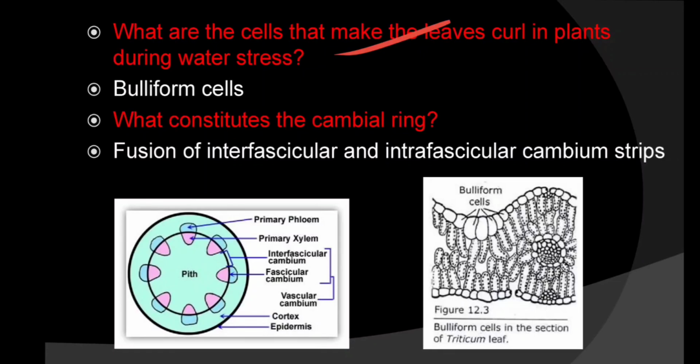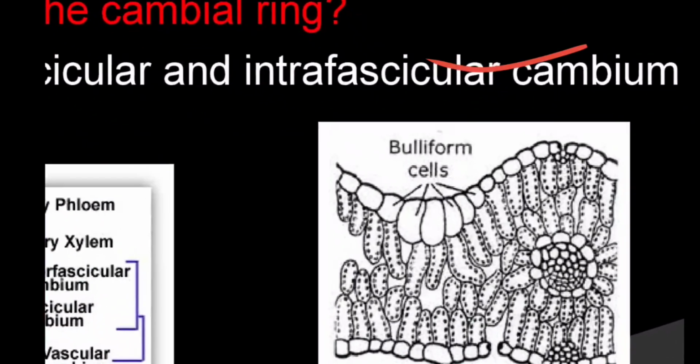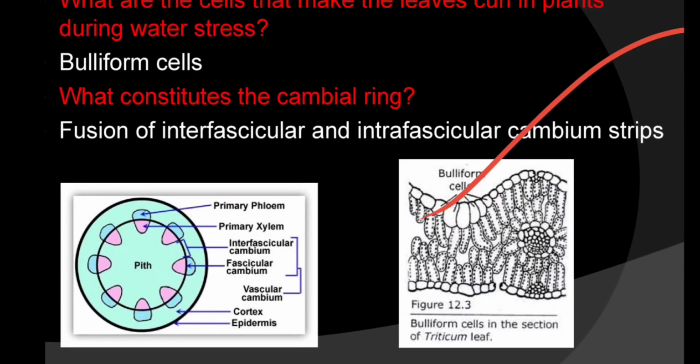Let's move on. What are the cells that make the leaves curl in plant during water stress? Here you have to tell the name of the cells which result in curling of the leaf. In the section of the monocot leaf, you will see that on the upper epidermis, on the adaxial epidermis, some swollen cells are there, some larger cells are there. These cells are called bulliform cells. So these cells curl the leaf during the water stress. So these cells help in curling of the leaf.